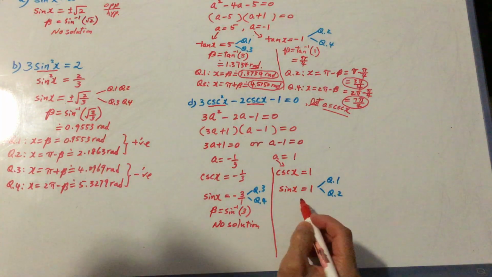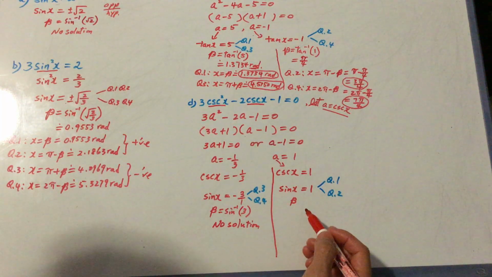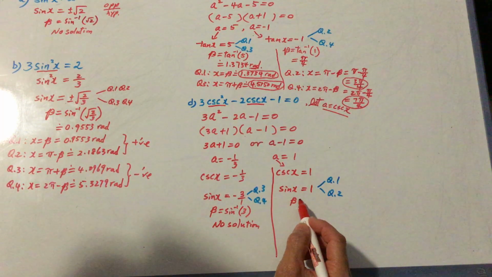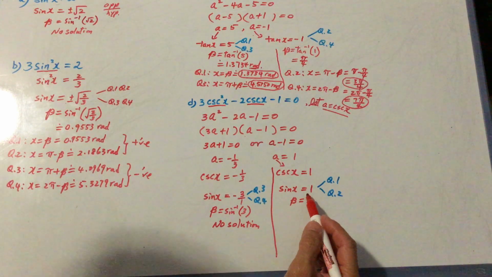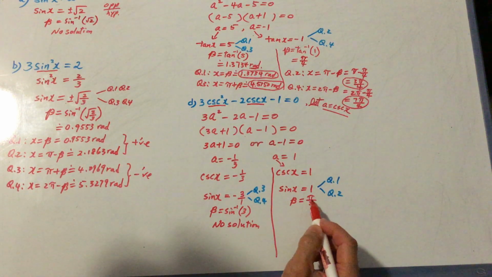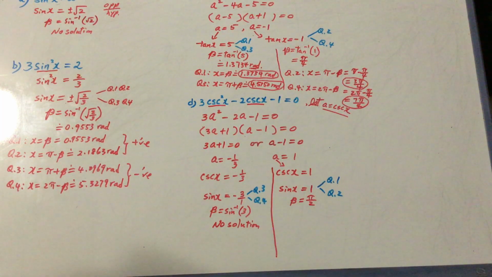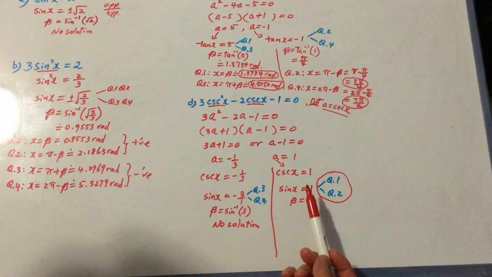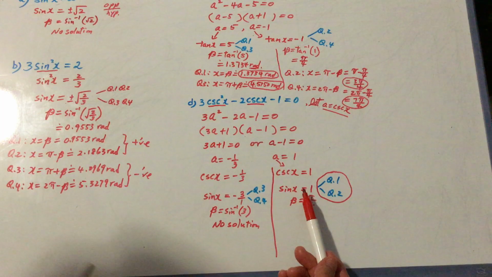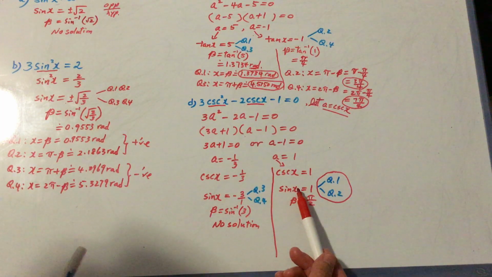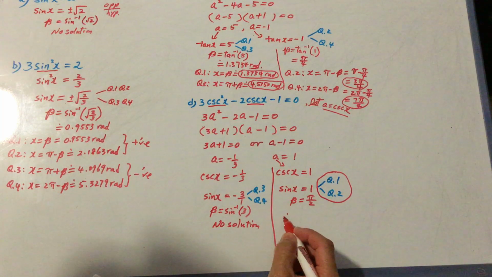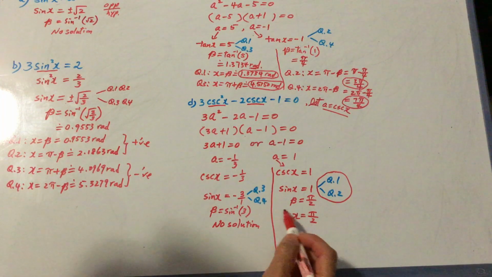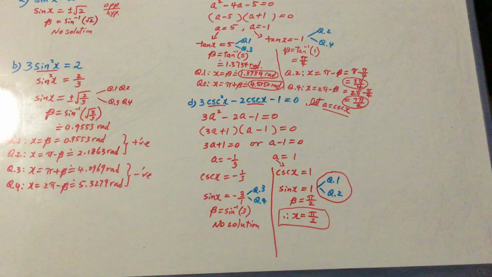But for this part here, this is going to be a special angle. For a sine of an angle equal to 1, the related acute angle or the principal angle has to be pi over 2. So this one really, you don't have 2 solutions, because this is a special angle that lands on the y-axis. Sine of some angle equal to 1, then x has to be equal to pi over 2. So this will be the only solution for part D.